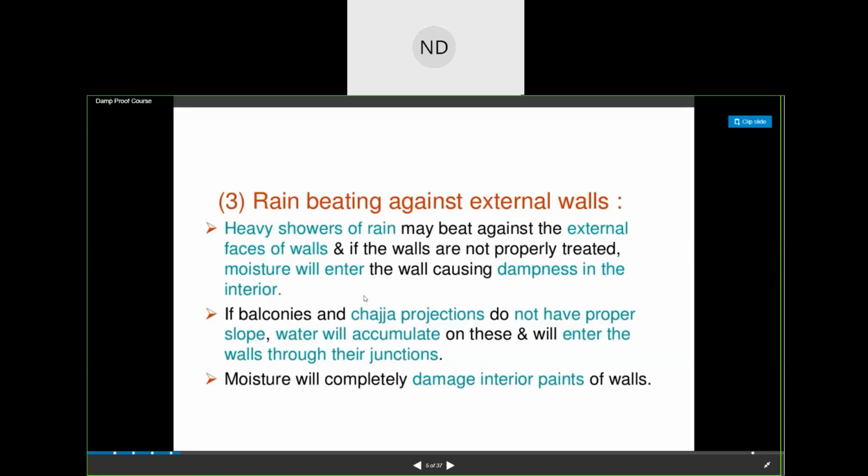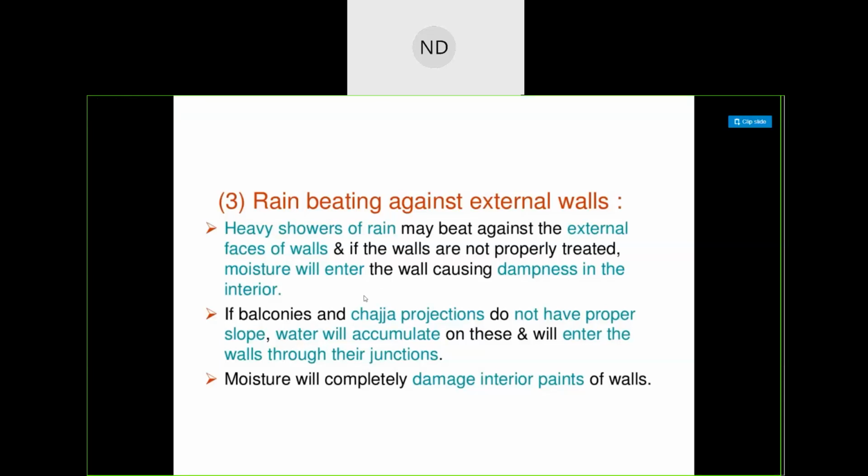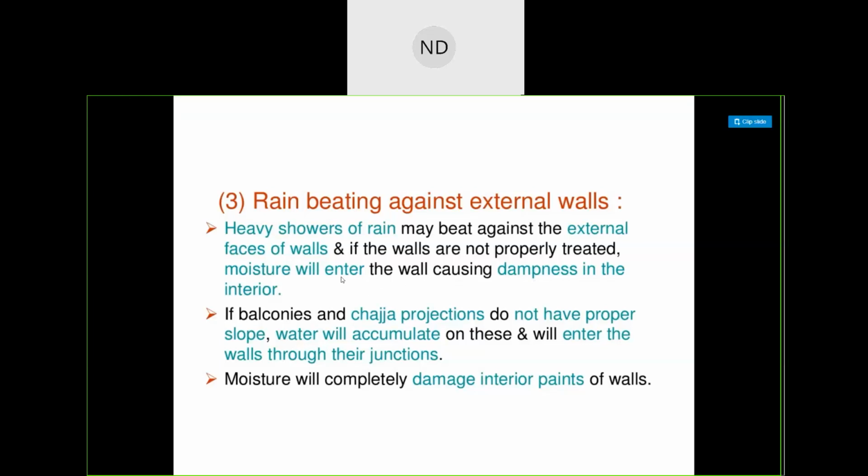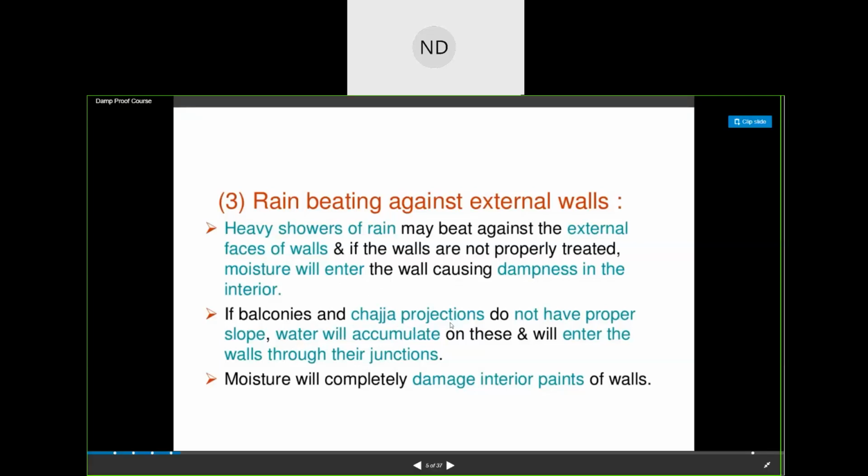And obviously, when your walls undergo this kind of dampness, what will happen? Your structural wall is going to deteriorate due to lower strength, right? So if balconies and chajja protections do not have proper slope, what will happen? Water will accumulate on these and will enter the walls through their junction, right?